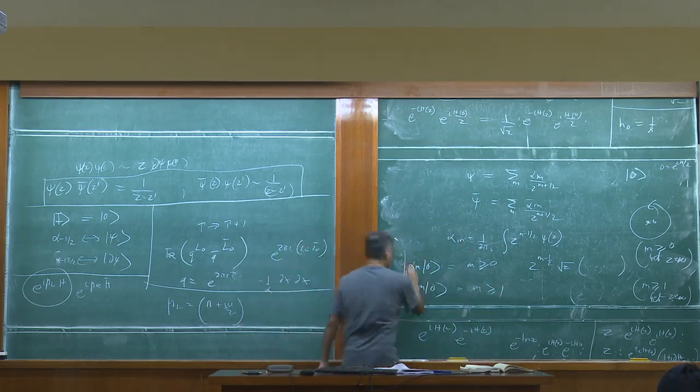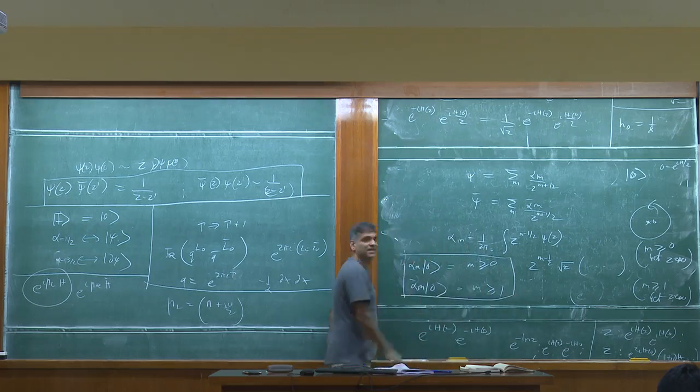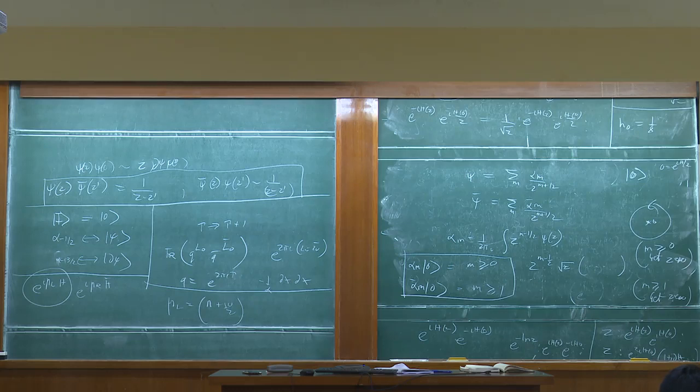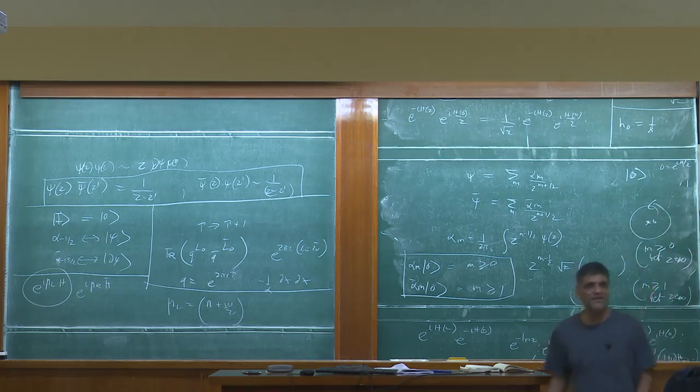Now, remember, positive m's were annihilation operators. Negative m's were creation operators. Okay? With this information in mind, can you tell me what the state is? It's an unfair question because it involves... let me say a little bit more. I'm doing this calculation partly for this reason.